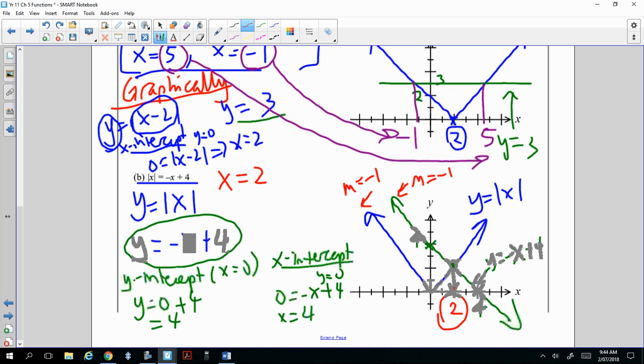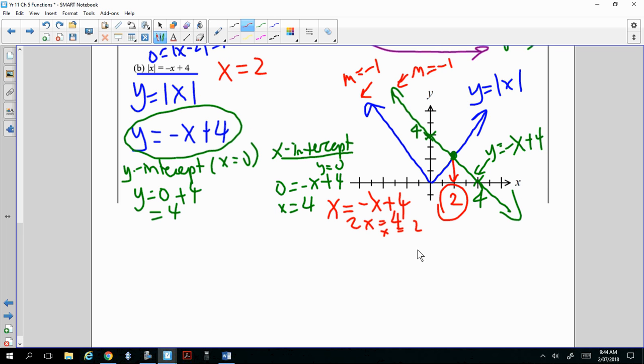So the point of the graph is, now watch this. Algebraically, you do this. x equal to negative x, or negative x equal to negative x plus 4.